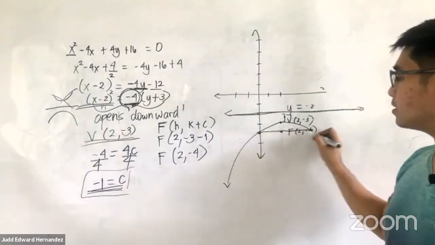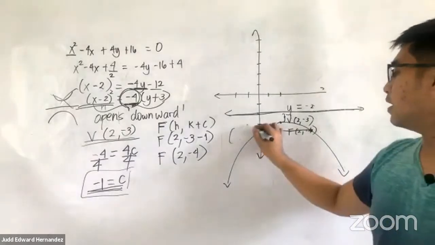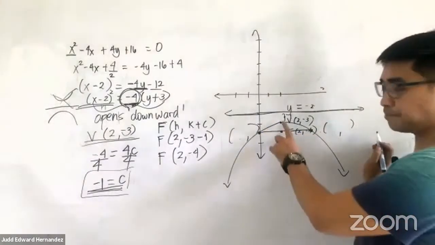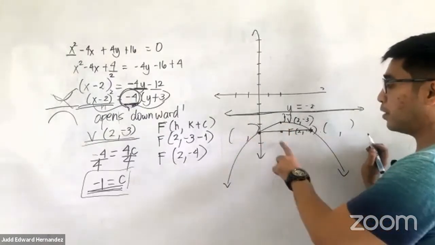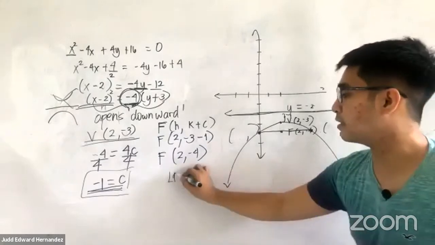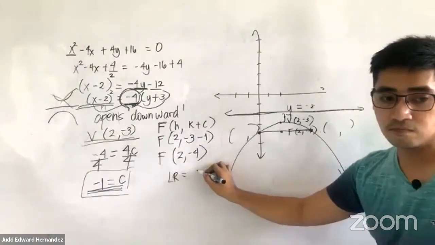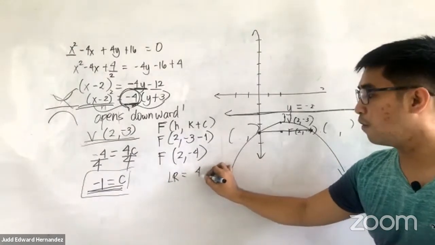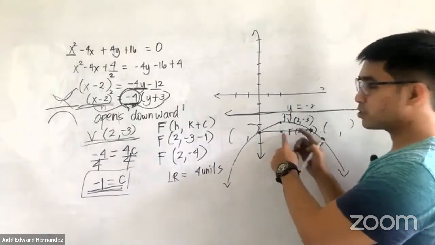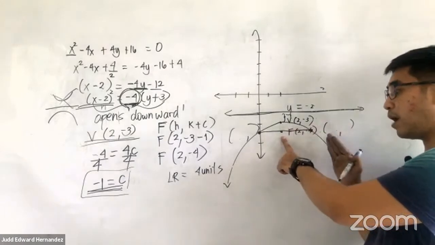What will be the endpoints of the latus rectum? Okay. If this is 2, negative 4, ano ngayon yung endpoints nito? Eh, di ba alam natin kanina na yung length ng latus rectum natin? What is the length of the latus rectum? 4 units. Ibig sabihin, mula kay focus, pupunta siya sa kanan ng dalawa.